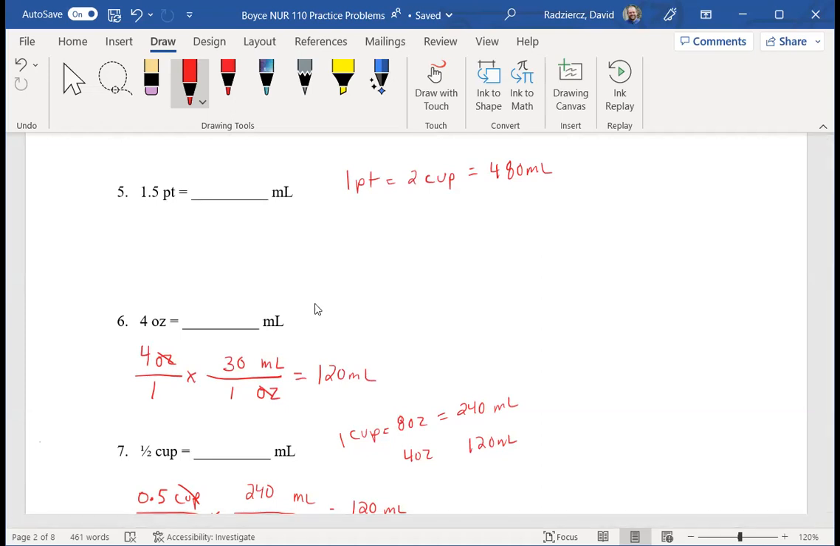And I'm going to do exactly what I did in the previous problem. I'm going to set it up by taking the 1.5 pints over 1, and set it equal to a conversion factor. I'm going to convert pints to milliliters, which I can do. 1 pint is 480 milliliters. So 1.5 pints is equivalent, I believe, to 3 cups, but 480 times 1.5 should be 720. Yeah. 720 milliliters.